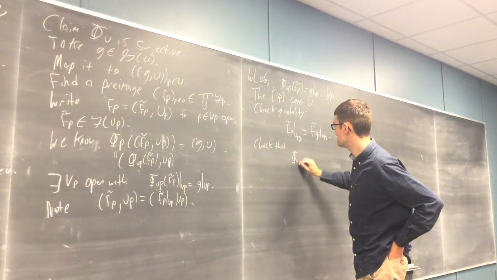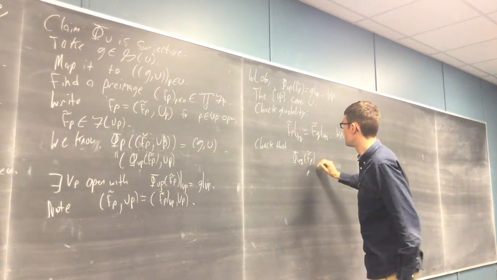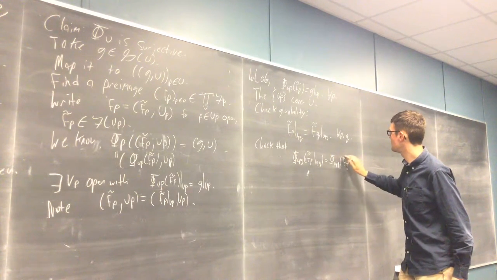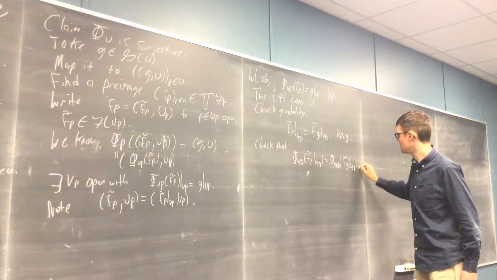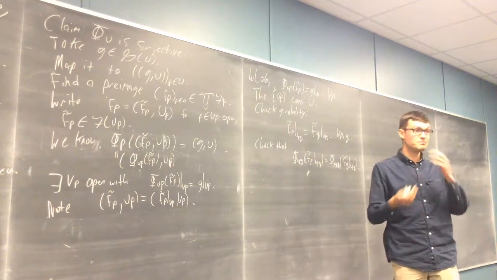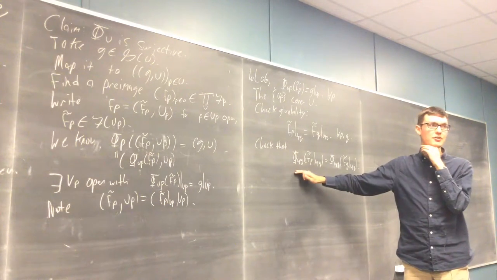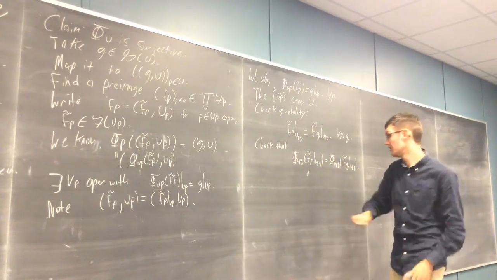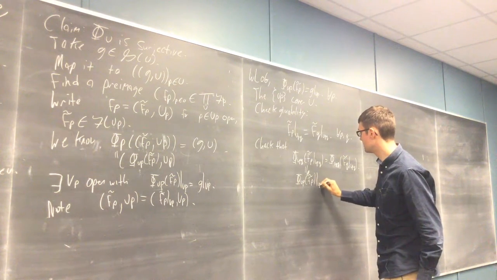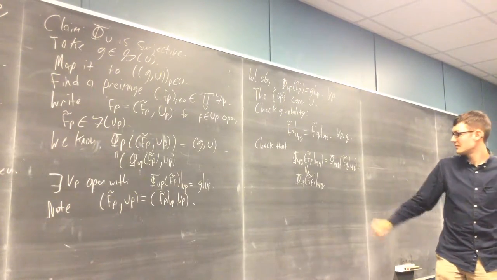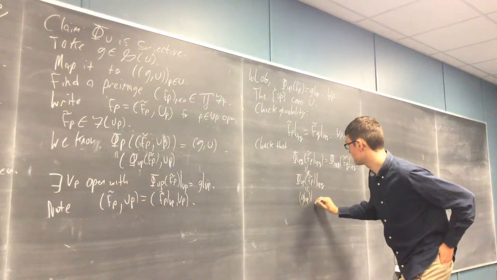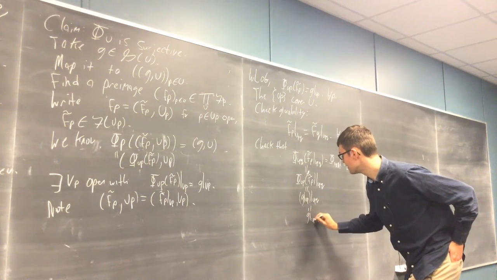So we check that phi UPQ of this thing is phi UPQ of the other one. By injectivity of the map, this is enough. But we know that these play nicely with restriction. So this is what happened when I restricted first and then applied the corresponding map. So what if I apply the map first and then restrict? Well, then I get phi UP of FP tilde restricted to UPQ. But I just said that this was just G restricted to UP, further restricted to UPQ. So this is just G restricted to UPQ.